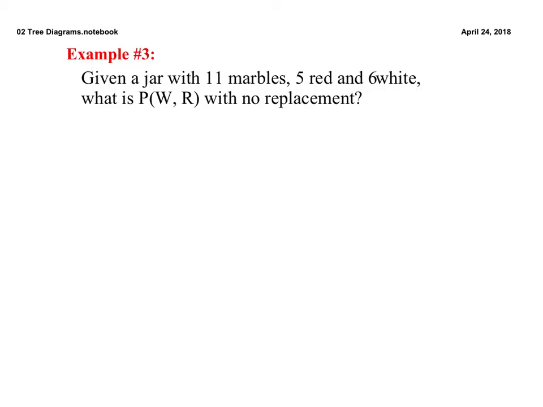Okay, so in example 3, we have a jar with 11 marbles, 5 red and 6 white. What is the probability of picking a white marble, then a red marble, and there is no replacement? No replacement means that you've affected the total, and that means that it's dependent. So we have 11 total marbles. The first draw, we could have 5 out of 11, and that would be a red marble, or we have 6 out of 11, and that would be a white marble.